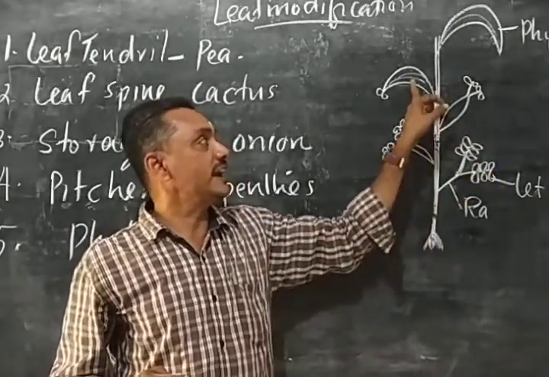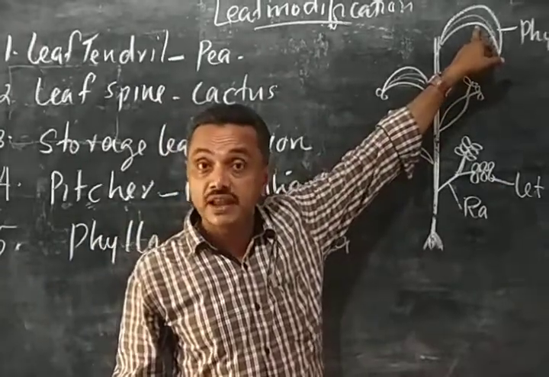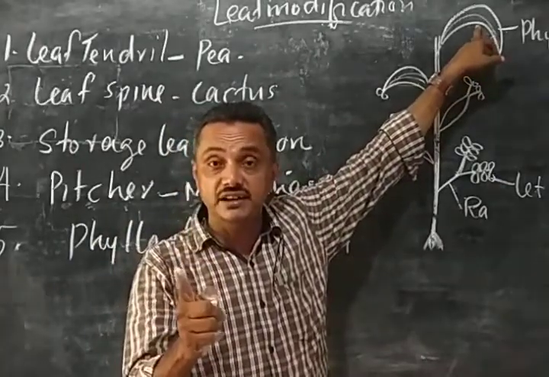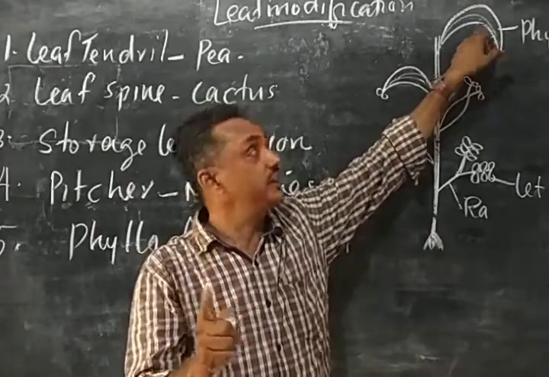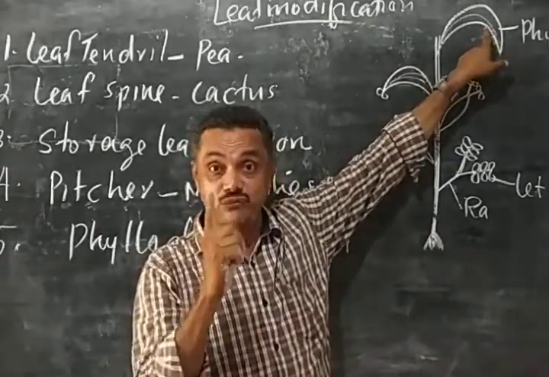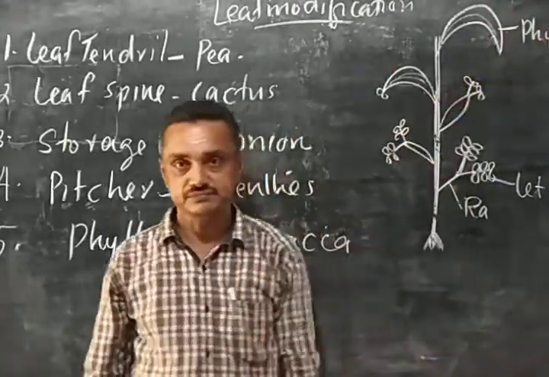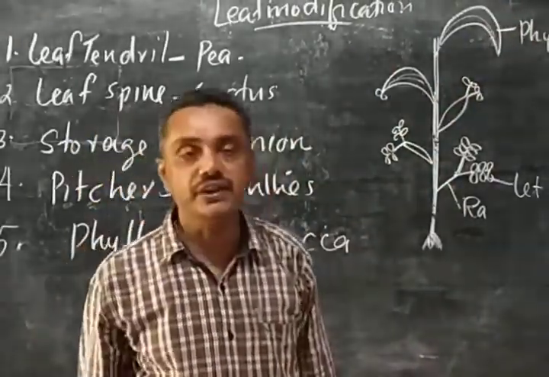So the rachis becomes leaf-like, a leaf-like structure for photosynthesis. It is not a leaf. This leaf-like structure is called phyllodes. These are the modifications of leaf.